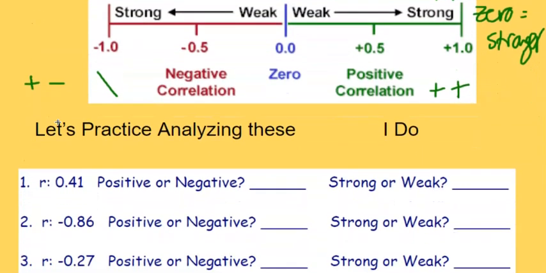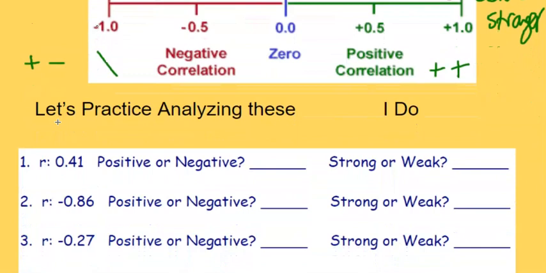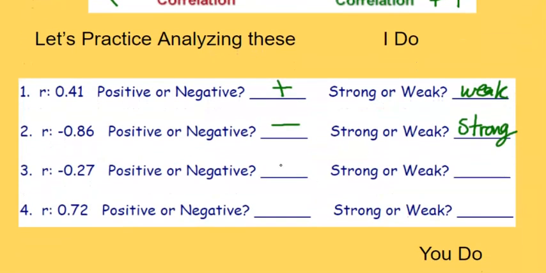Let's practice analyzing these. If we have a correlation coefficient of 0.41, this is positive and is going to be weak because close to 0. Negative 0.86, that is negative and it is strong. When R is negative 0.27, that is negative, weak. And then 0.72 is positive, strong.